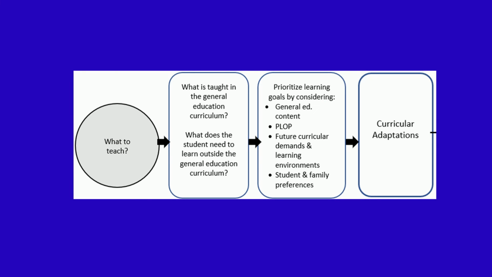The first overarching question is what to teach, and by extension, what a student should learn. The critical questions for educators to answer require them to identify what is taught in the general education curriculum and what content outside the general education curriculum is also important for the student to learn. Once this information is gathered, educators must take the essential action of prioritizing learning goals. Curricular adaptations, the first major category of supports for students, will be the outcome of this phase of the planning process.